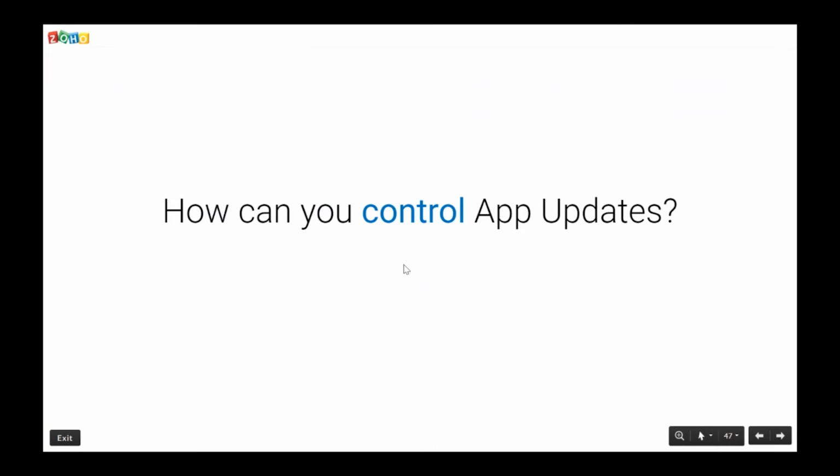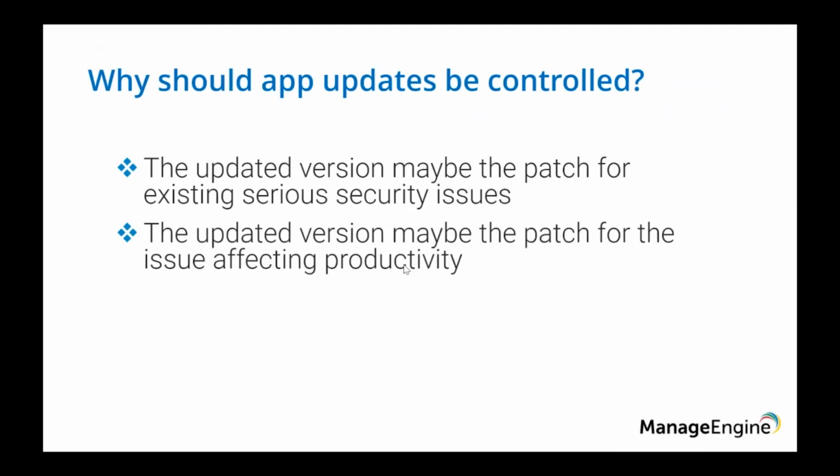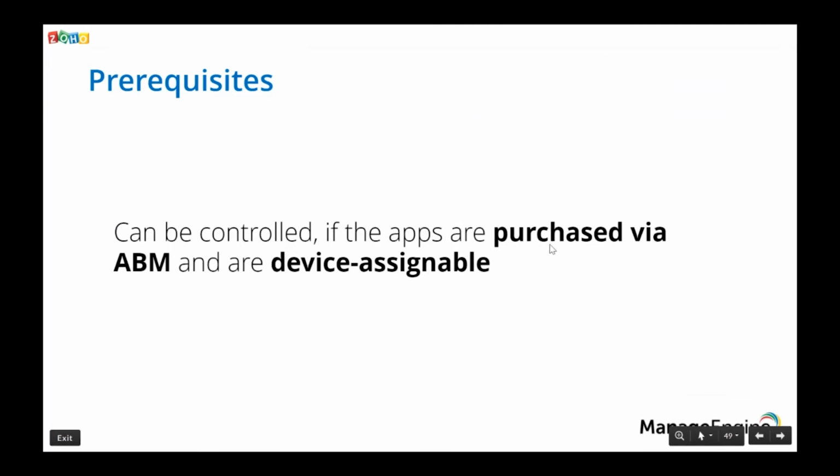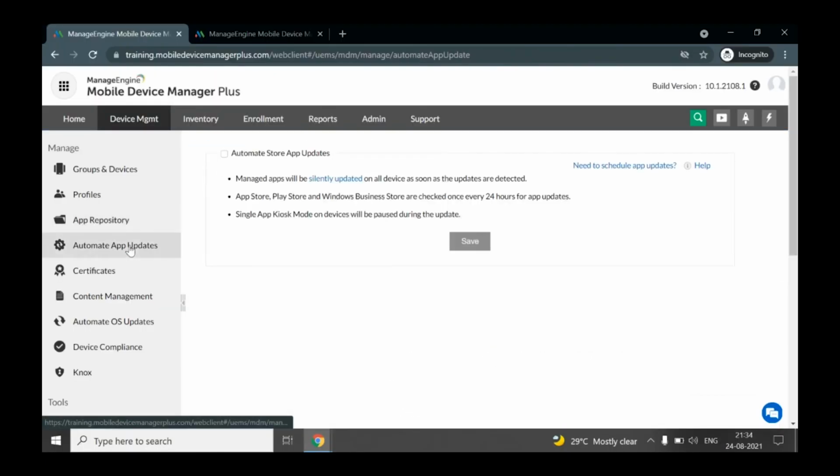Now, all of the applications that you will be managing will be receiving frequent app updates. Along with an app update can come a new set of features or improved enhancements. So we always recommend that you update your app to the latest version. This is because the latest version of the app could be the fix to any existing security problems or any issues that might have been affecting productivity. In order to control your app updates, the apps should be purchased through Apple Business Manager and should be device assignable as well. Now let's go to the MDM console and see how we manage our app updates.